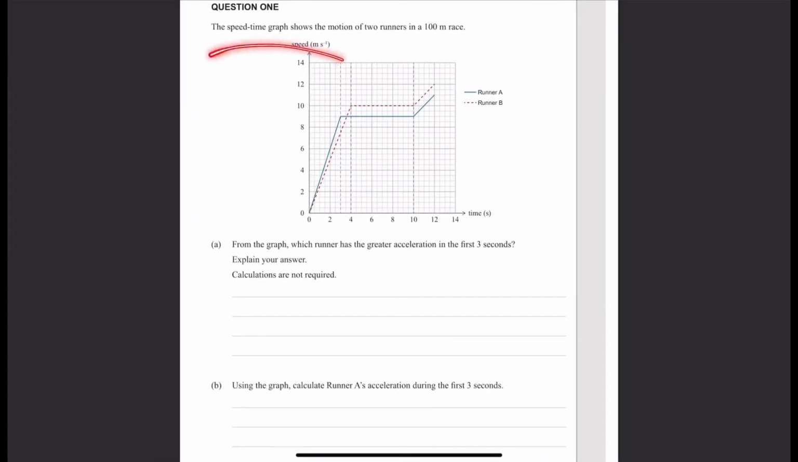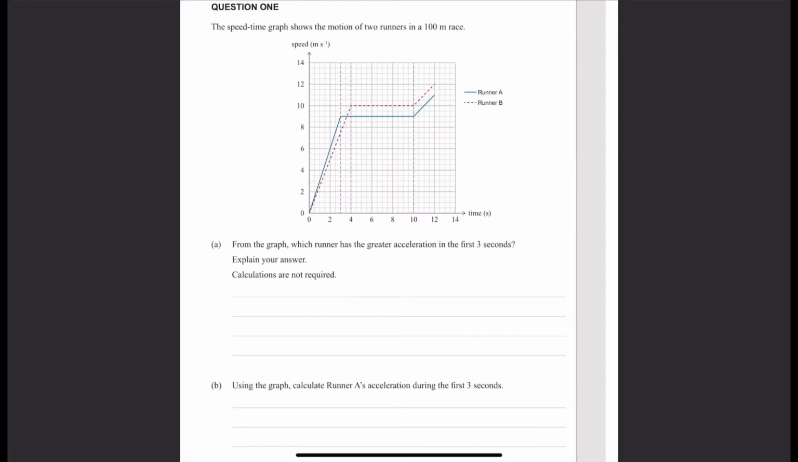We have a speed time graph which shows the motion of two runners, runner A and B, as they run a race. For question 1A, they want us to look at the graph and see which runner has the greater acceleration in the first 3 seconds. Explain your answer. Calculations are not required, so we're not going to do any calculations.